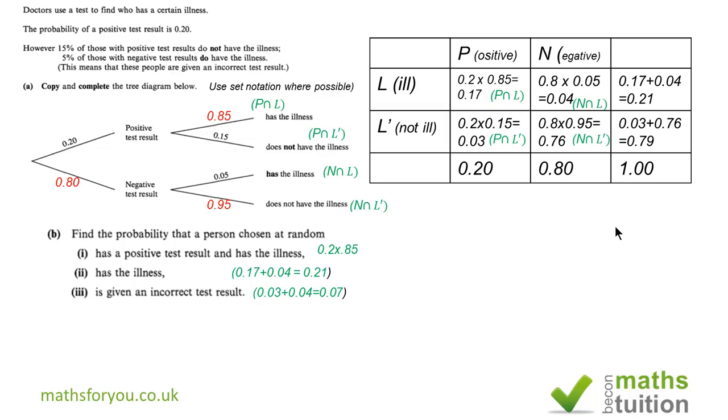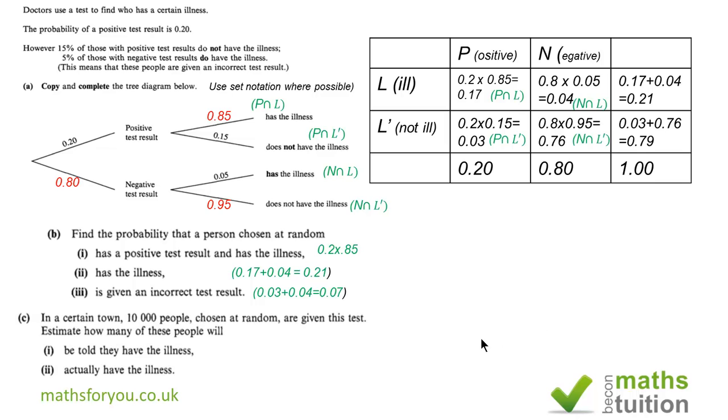Right, next, incorrect result. Now, if you test positive and you're told that you've not got the illness, that's incorrect. Or if you test negative and you're told that you've got the illness, that is also incorrect. So the answer is 0.03 plus 0.04, and that should give you 0.07.